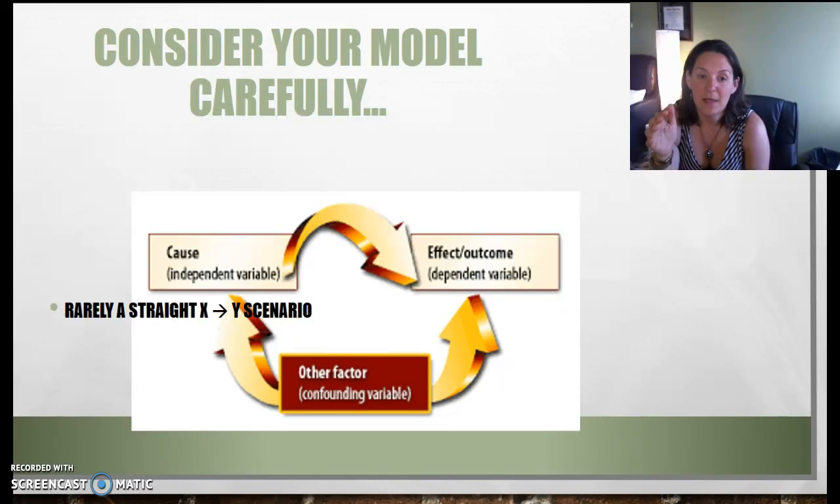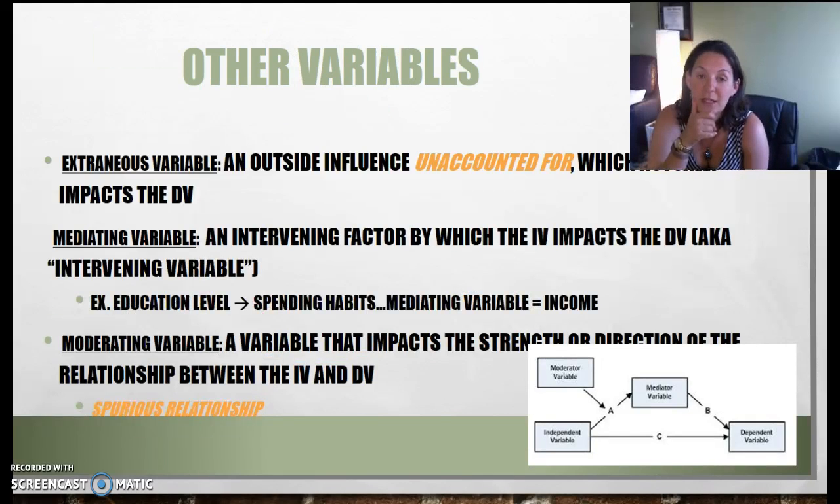And most of the time we're interested in the relationship between X and Y, but we know that there are all of these other compounding variables. And so I wanted to talk just a little bit about some of the most common types of compounding variables. Obviously, this is covered in more depth in your chapter. So the first one is called an extraneous variable. And an extraneous variable is an outside influence that's unaccounted for.